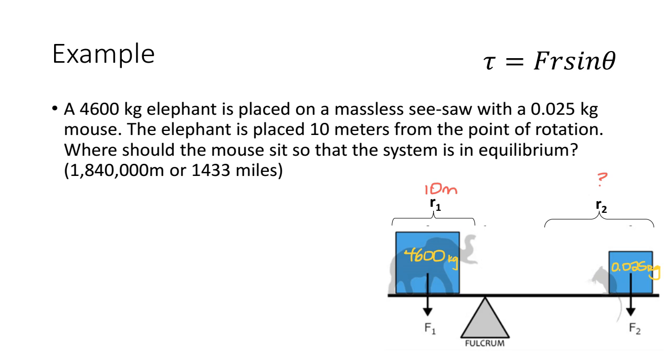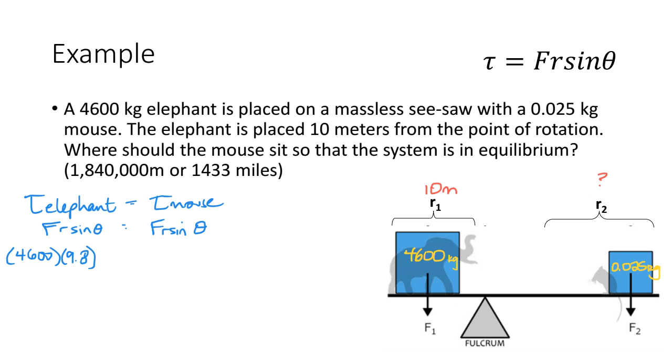For this system to be at rotational equilibrium, that means that the torque produced by the mouse in this direction is going to have to equal the torque produced by the elephant in this direction. So we will set their force times radiuses equal. The force that's supplied by the elephant here is his force of gravity, 4,600 times 9.8, multiplied by a radius of 10. And the sine of the angle that exists between this force and this radius, which is 90 degrees. And we'll set that equal to the mouse.